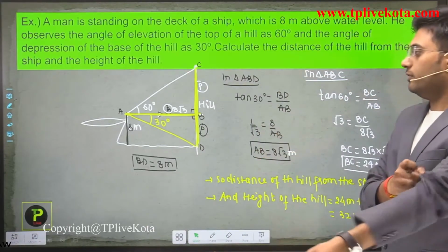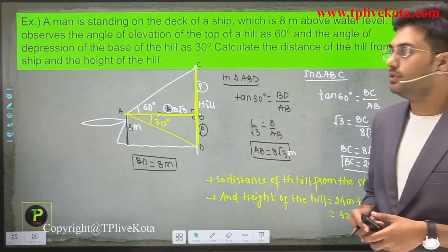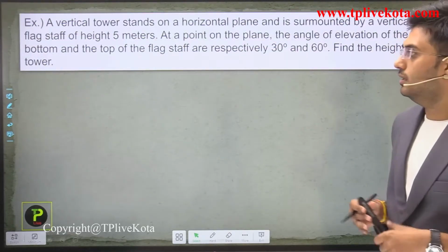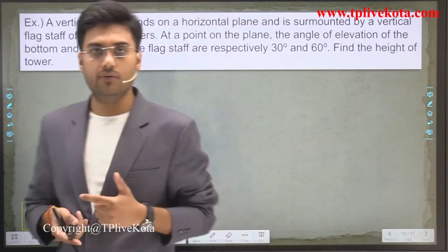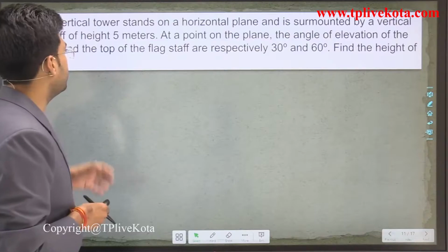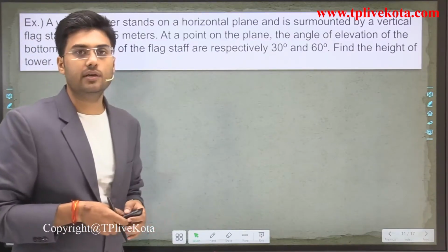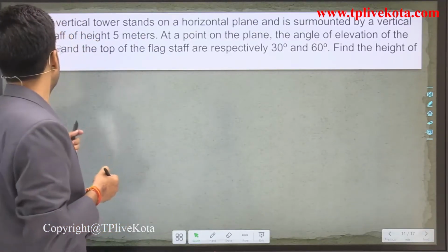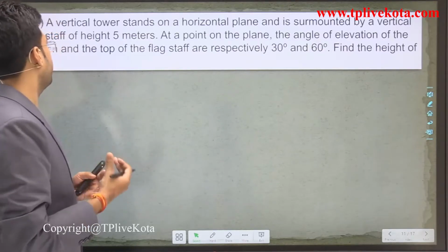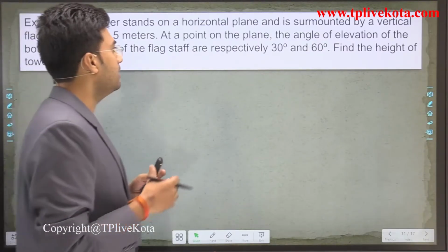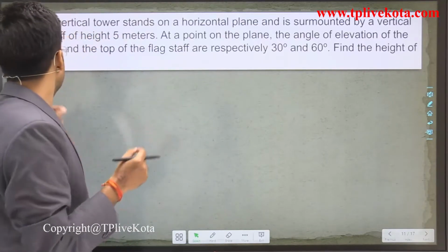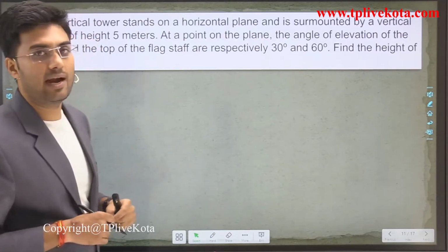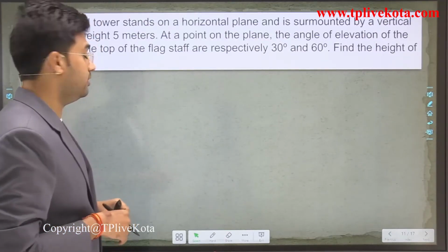Now after this question, let's move to the next question. This is our next question, and in this question we have a vertical tower. A vertical tower stands on a horizontal plane and is surmounted by a vertical flag staff of height 5 meter. At a point on the plane, the angles of elevation of the bottom and the top of the flag staff are respectively 30 degree and 60 degree. Find the height of the tower.